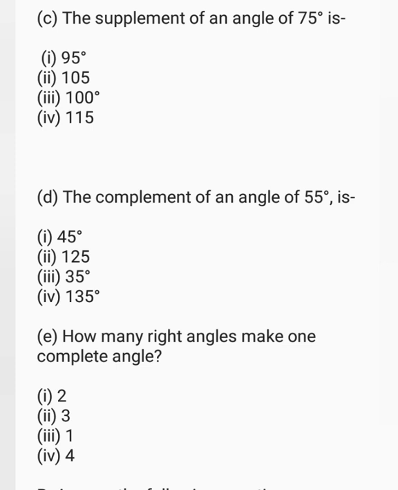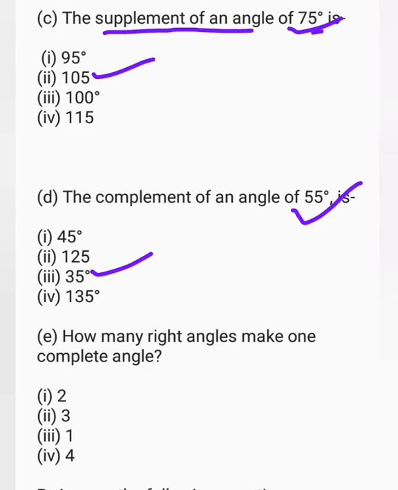Now the next question, the supplement of an angle 75 degree is dash. Supplement means the sum of two angles is 180. So one angle is 75, so another angle will be 105. The complement of an angle of 50 degree is dash. Complement means the sum of two angles is 90 degree. One angle is 55, so another will be 35 degree.